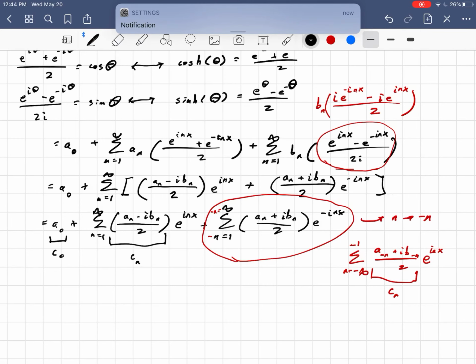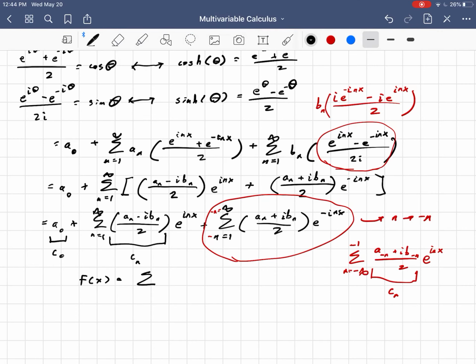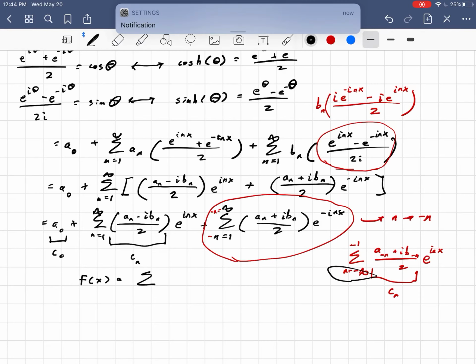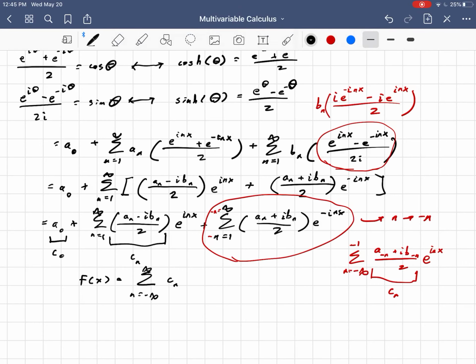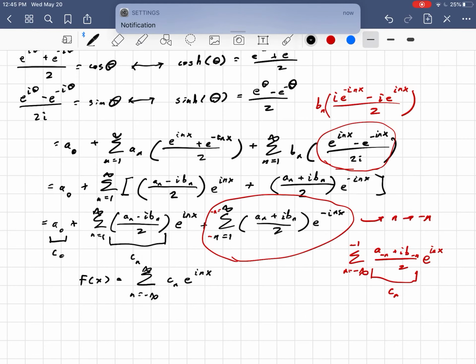So in other words, we can write this just as one sum, and that one sum would be f of x equals the sum, from our lowest bound of negative infinity to our upper bound of infinity. So we have the sum from n equals negative infinity to infinity of c sub n times e to the i n x. And that is the formula for the complex Fourier series.